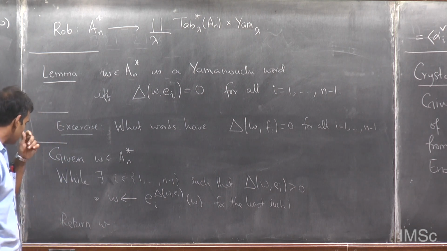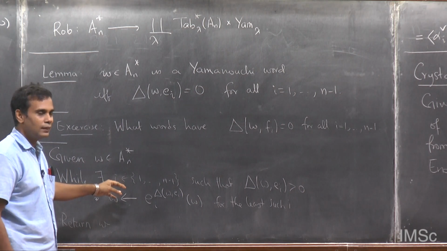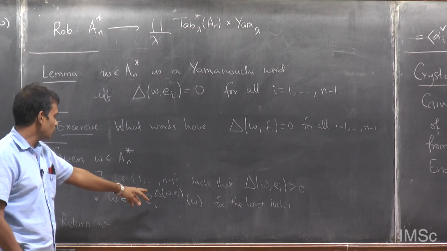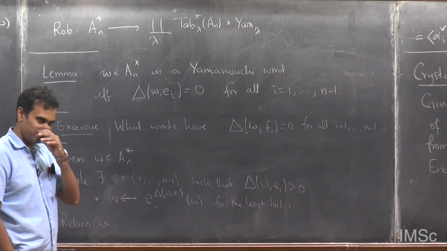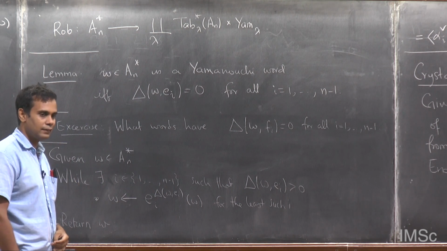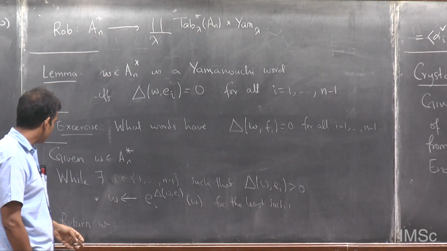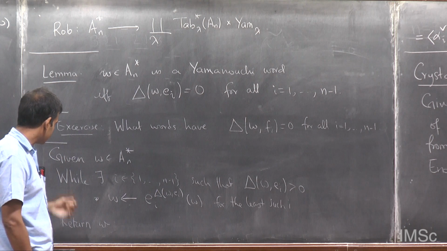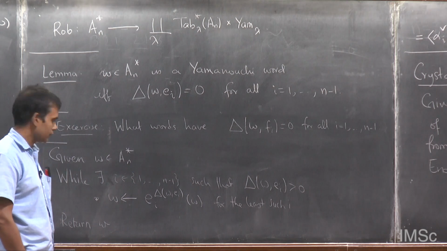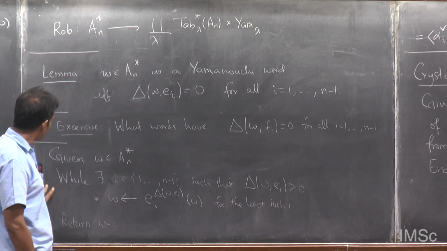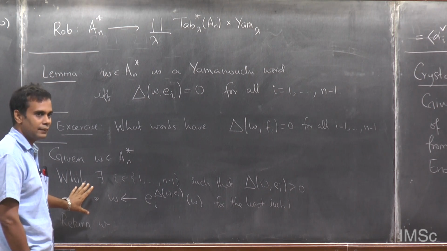Maybe I could have written a few more lines of code. I could have said take i going from 1 to n minus 1. If delta W e_i is positive, then apply e_i. So, what will happen now? This will return a word to which I cannot apply any e_i, right.